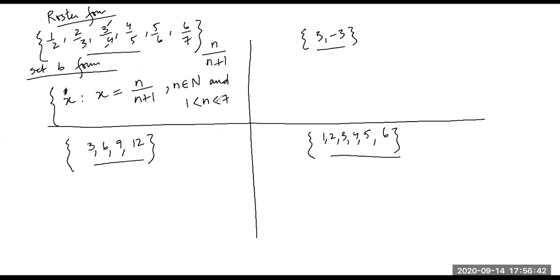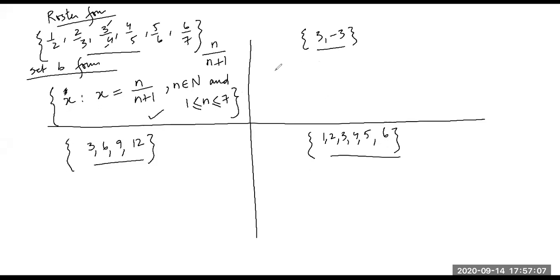So that's all. But then, is it right? Is it perfectly right, students? No, it's not perfectly right. If this had been the definition, then 1 and 7 wouldn't have been there. 1 and 7 are also there. So I'll put this: n is greater than or equal to 1, but less than or equal to 7. So this is perfect.